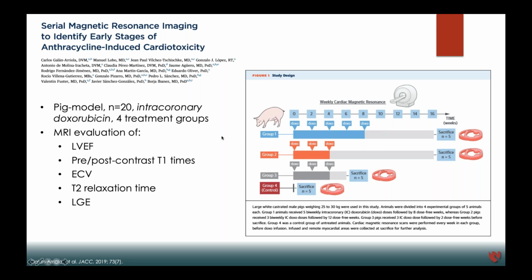And then each of these pigs had an MRI evaluation of all these parameters: EF, T1 times, extracellular volume, T2 times, and LGE. The first group got 5 doses of doxorubicin and was then sacrificed later at 16 weeks, with a biopsy. Group 2 got 3 doses of doxorubicin and was sacrificed at the same time as group 1. Group 3 also got 3 doses of doxorubicin and was sacrificed immediately after that.